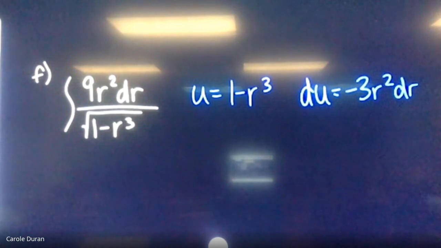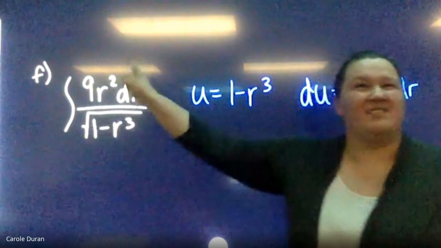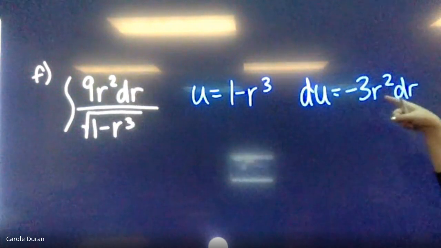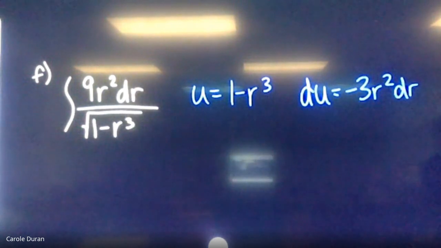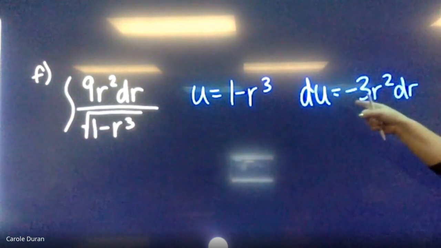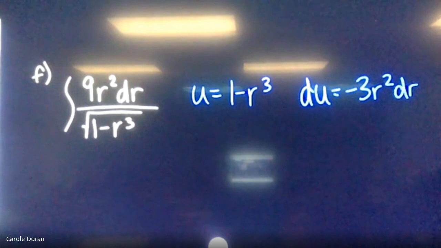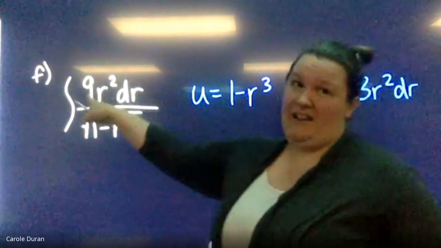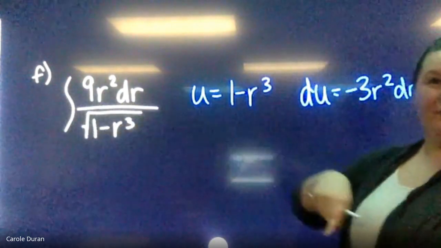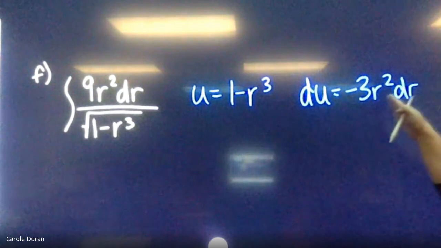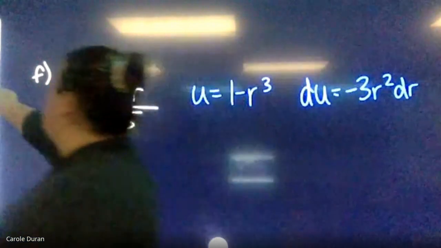I don't take the antiderivative yet. I need to reorder this so that my entire du is grouped together: negative 3r squared dr. You have to get that in. Do I have that in there right now? No, you need to divide by negative 3. So I can separate the whole number 9 into negative 3 times negative 3, which will give me my negative 3r squared dr. So that's what I'm going to do here.